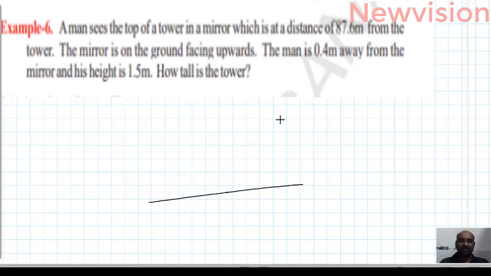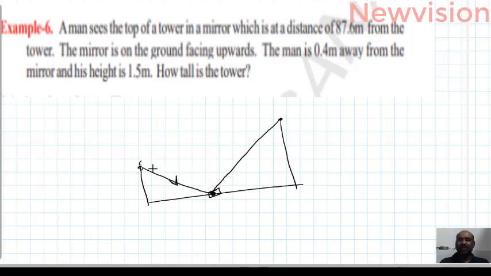This is the ground, this is the tower, and this is the person. A mirror is placed on the ground. Okay, what happened? The person sees the top of the tower in a mirror. This is a vision ray, the person's eye vision ray. So he is observing the top of the tower. Now we need to join these two. So this is the vision ray.